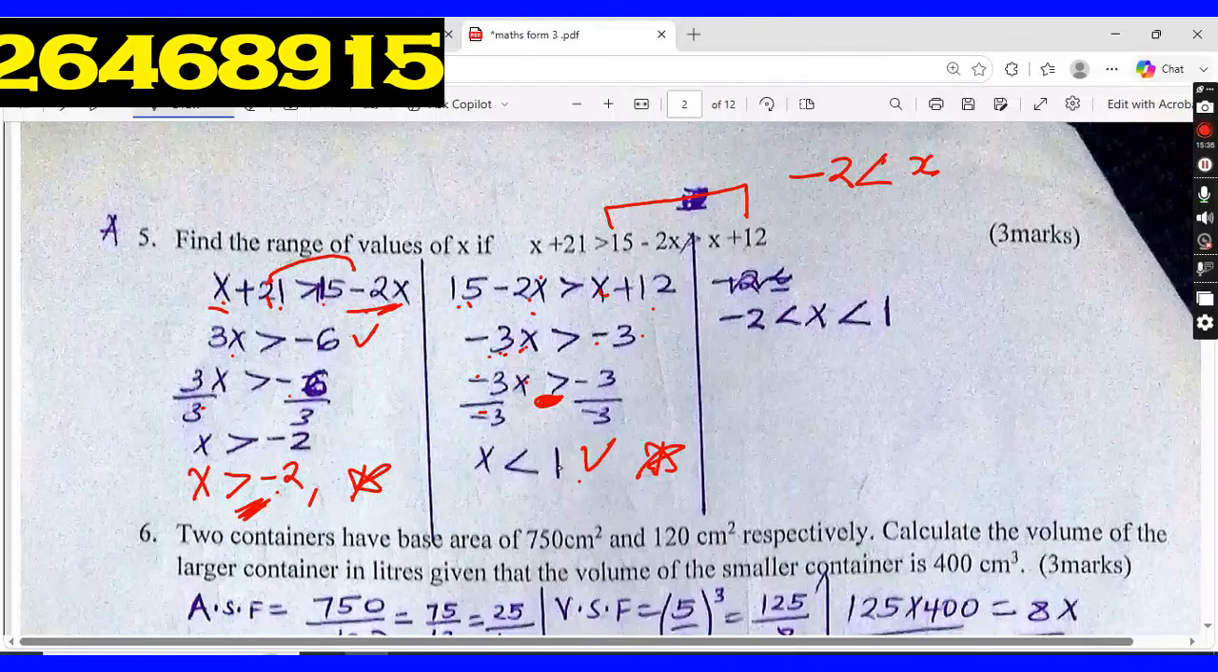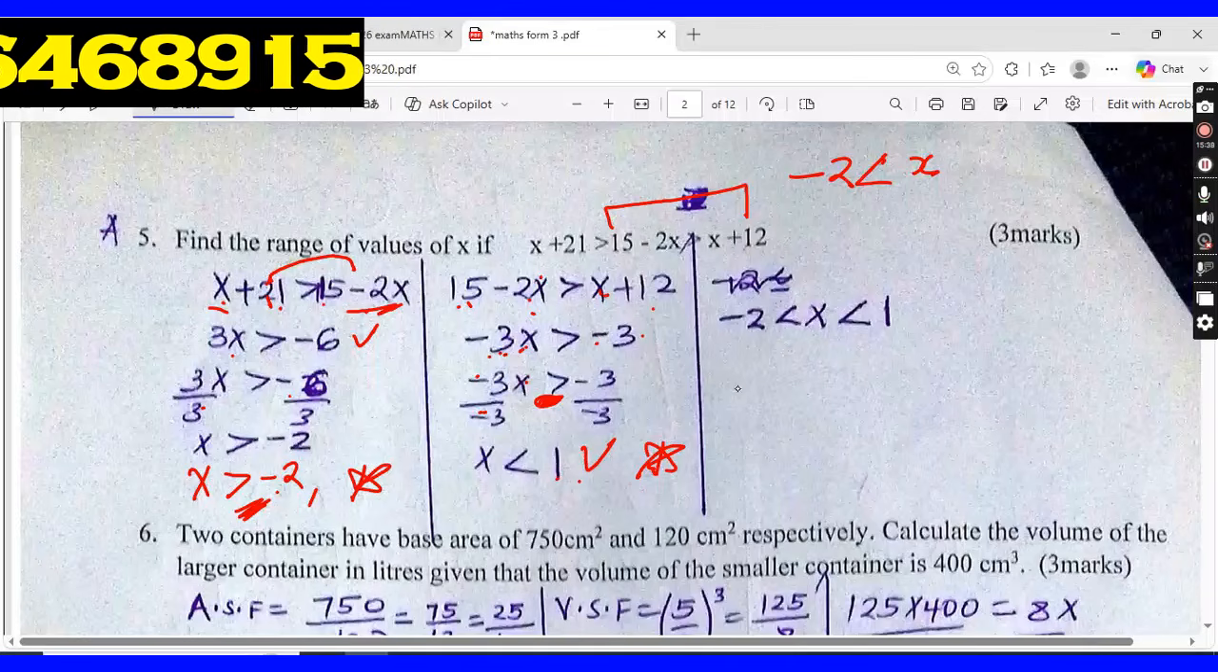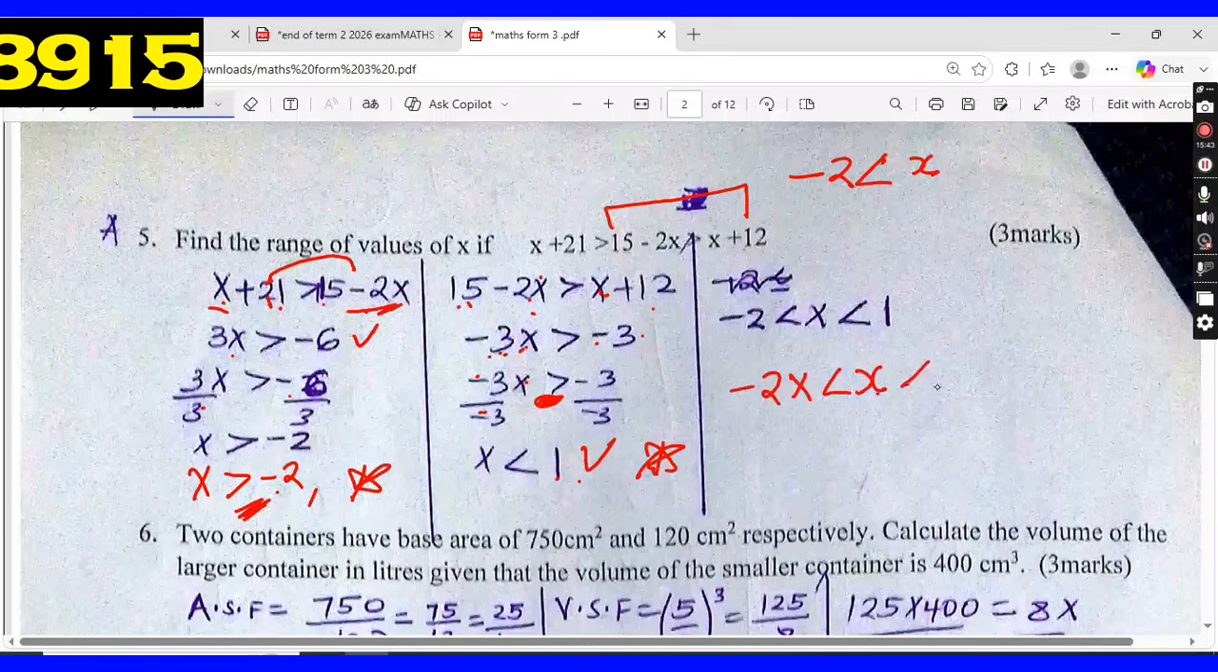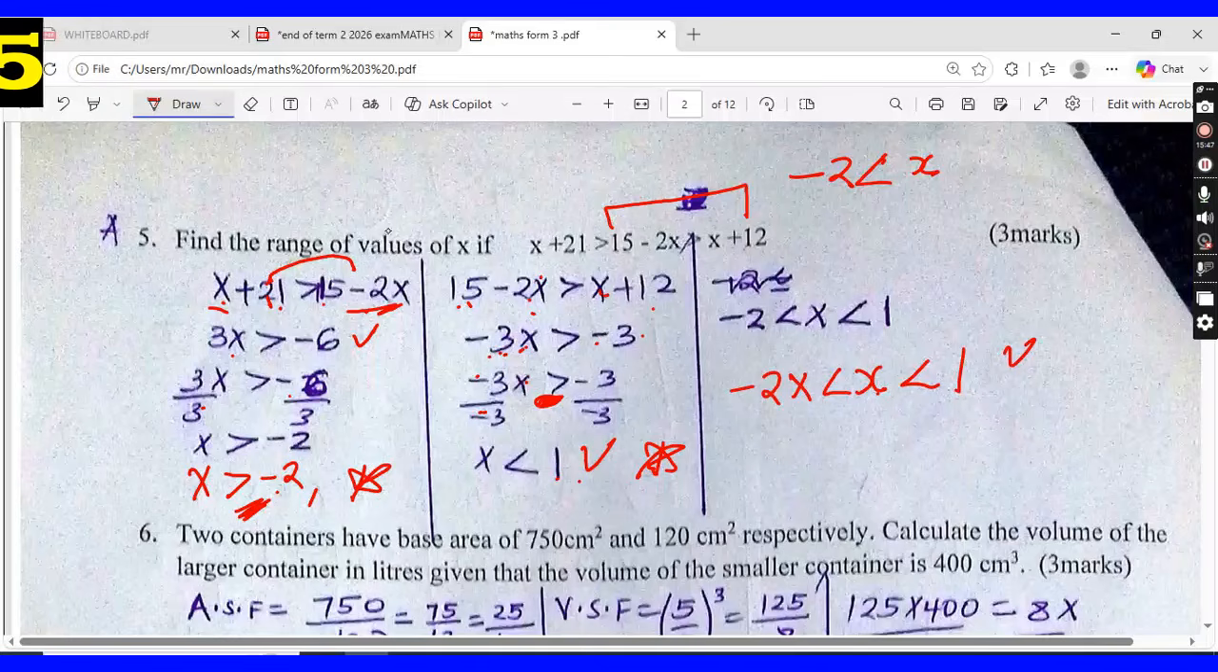Then now you combine with this. So it is negative 2 is less than x, and x is less than 1. Then if you are told the integral values, this one will start from negative 1, 0.